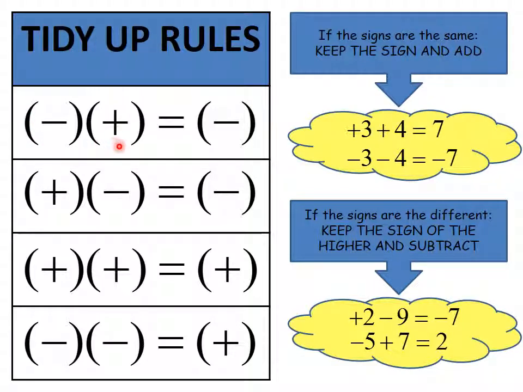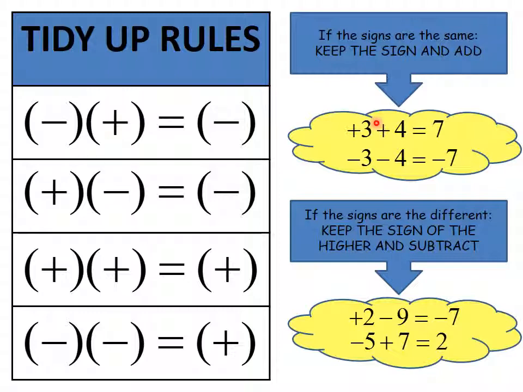If we have a negative and positive, we'll make it a negative. A positive and a negative will make that a negative. A positive and a positive will become a positive, and a negative and negative will become a positive. And our second step is this shortcut.